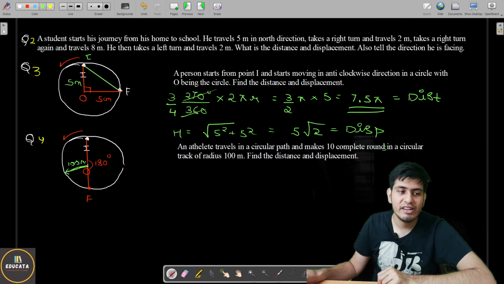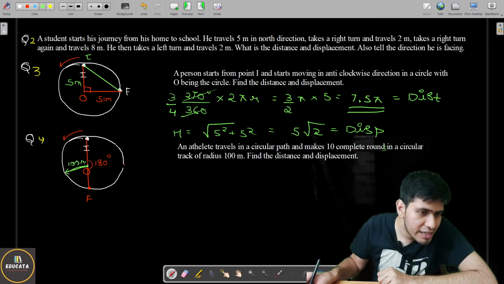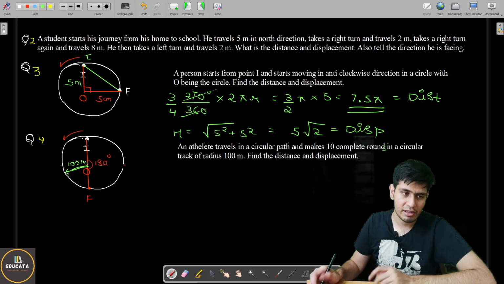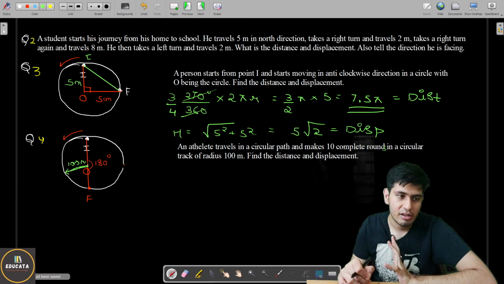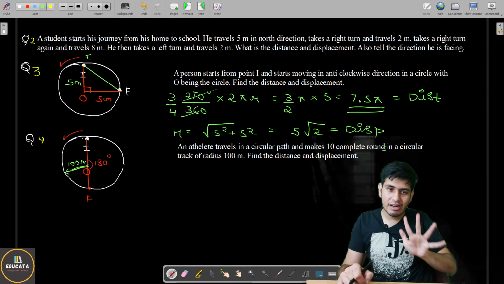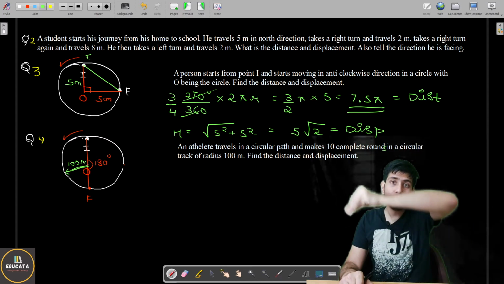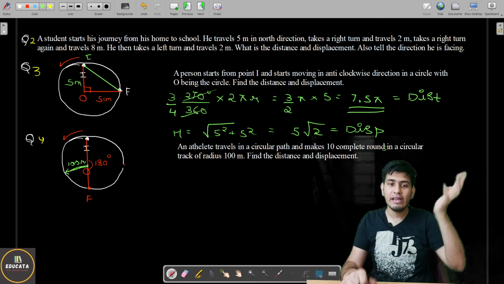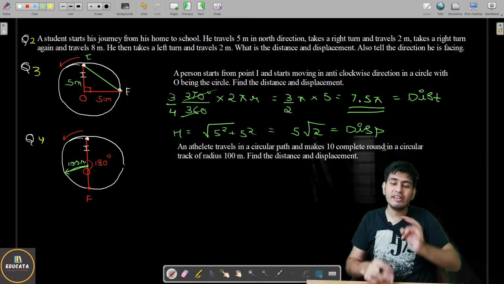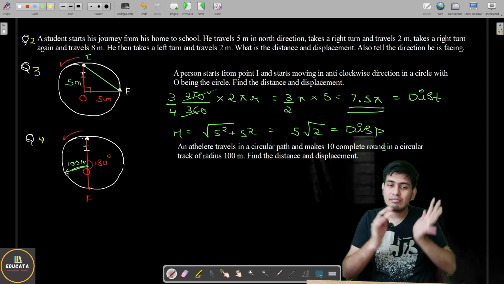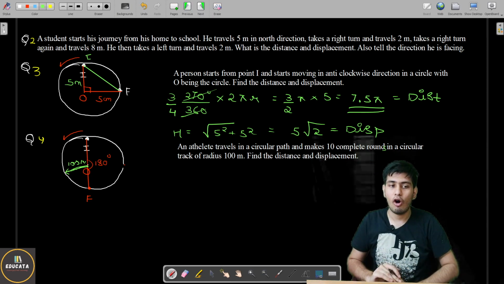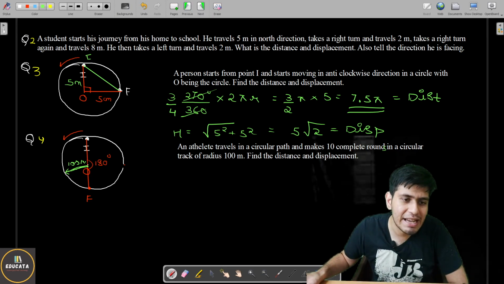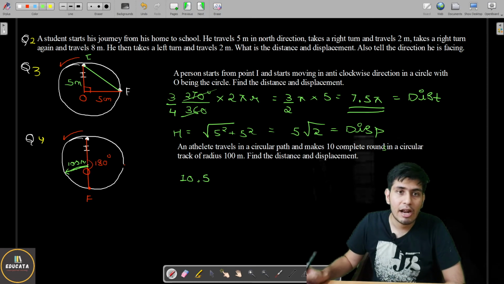Now we have to find the distance and displacement. If he is making 10 complete rounds, the initial and final positions are different, means he makes 10 complete rounds and also a half round. You have to consider it as 10 plus half, means he is making 10 and a half rounds on this circular track. So you can calculate the distance covered by him as 10.5 rounds.